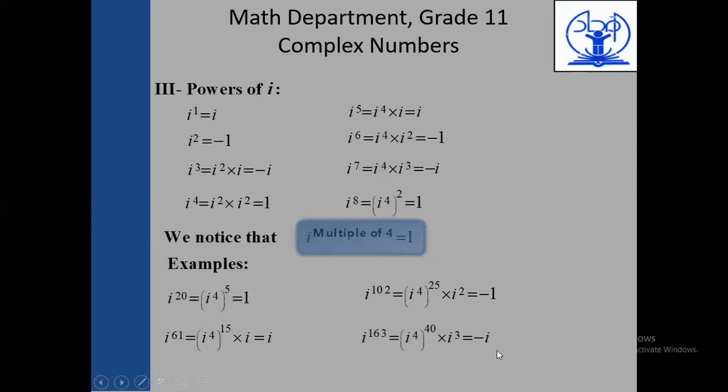i to the 163. Again, the largest integer which is a multiple of 4 and which is less than 163 is 160. So it will be written as i to the 160 times i to the 3. Since 160 is 4 times 40, i to the 160 is a multiple of 4, and consequently that's 1 times i cubed. But i cubed itself is -i, so the answer will be -i.